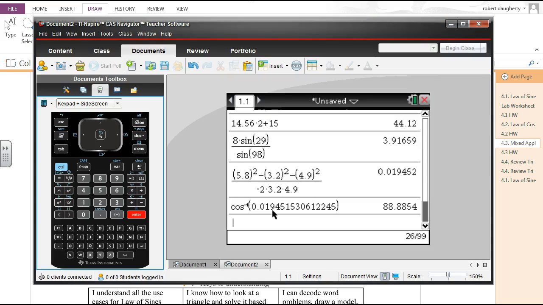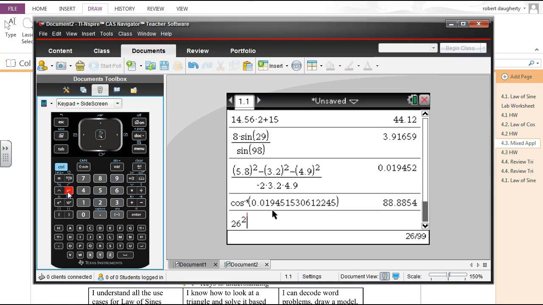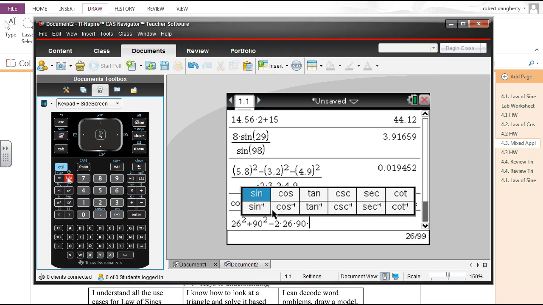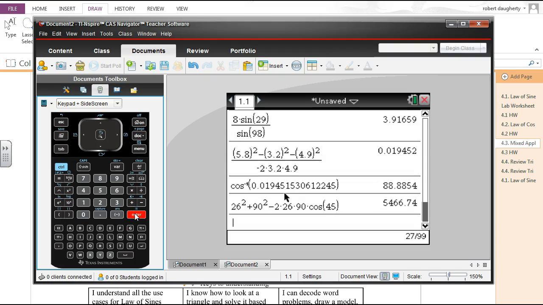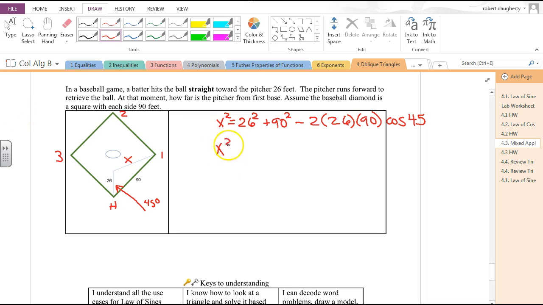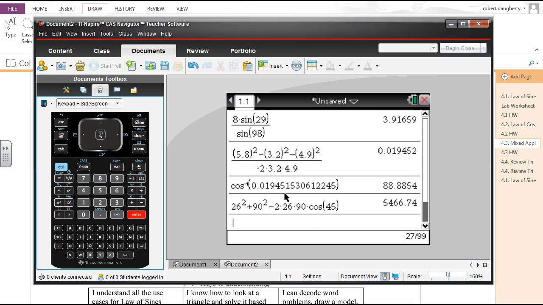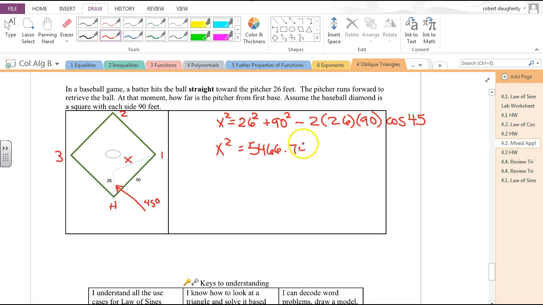So 26 squared plus 90 squared, sorry, minus 2 times 26 times 90 times cosine of 45, and that is 5466.74. So x squared equals 5466.74. Now, I really don't want to round off until I get to the very end. So now, how do I solve for x? X is what? Square root of that.